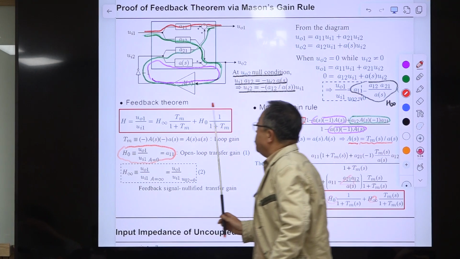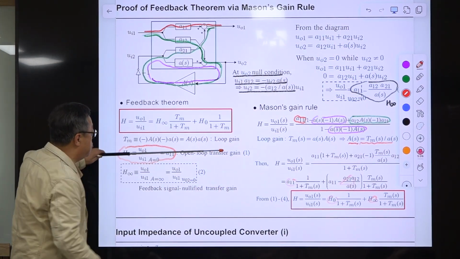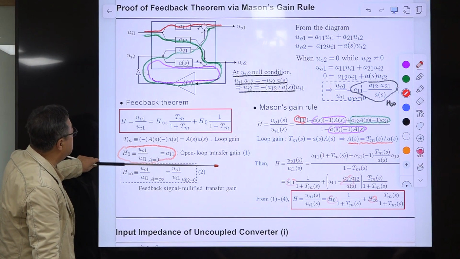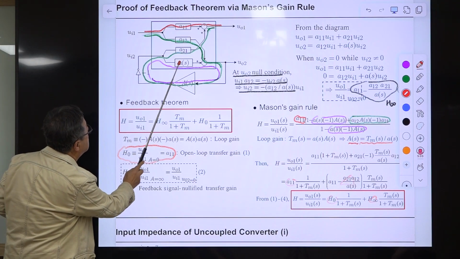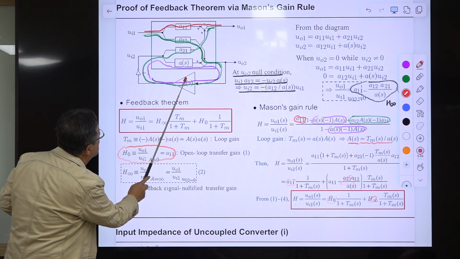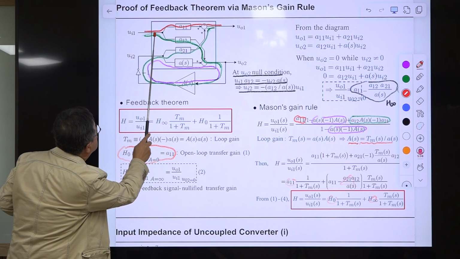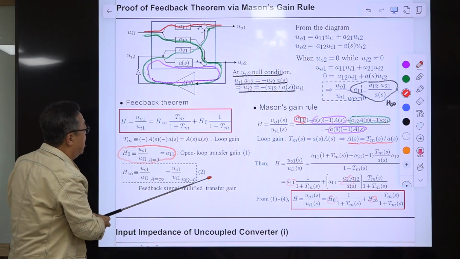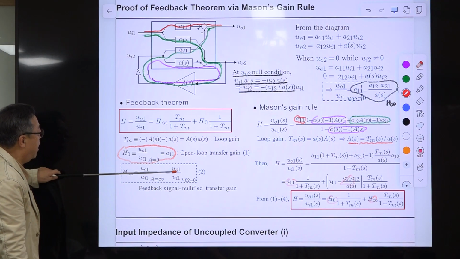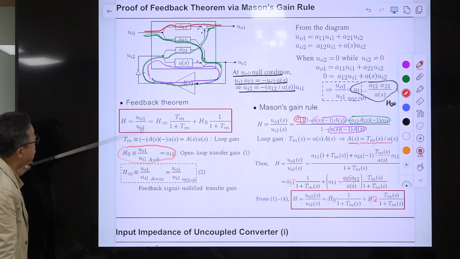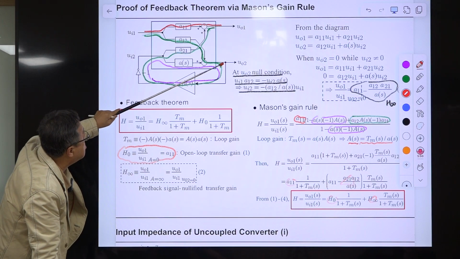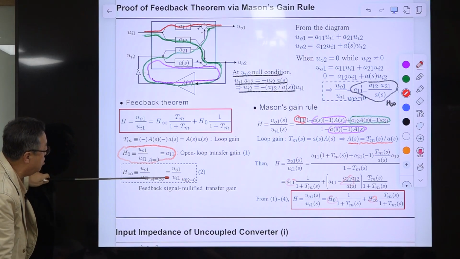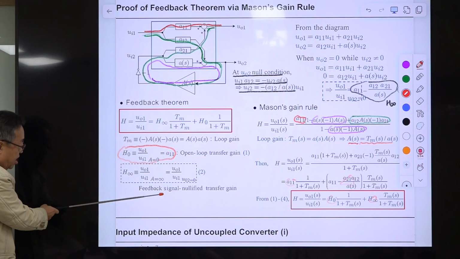This is the feedback theorem we went through. So Tm is the loop gain, and this A11 is the open loop transfer gain for this case. If this loop is cut, then this is the only signal path. There is A11, and H infinity is the input to output transfer function with this feedback signal nullified, or this A being infinity.